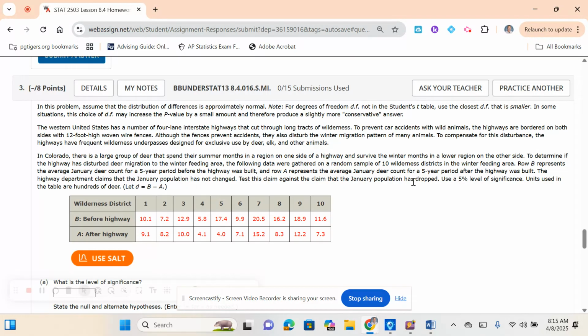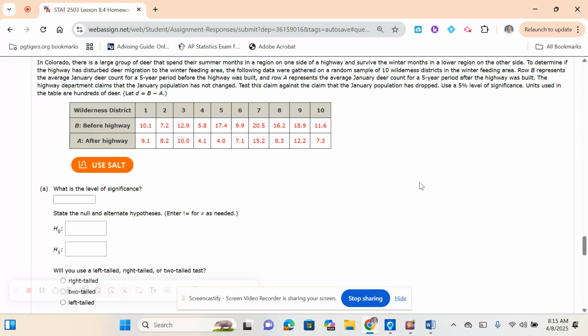Okay, so on this one, first off, note that we have paired data. It's called paired data because it's paired by district; they've got a before and after measurement. So we're going to use the paired data inference on this one. The level of significance is 5%, so 0.05.